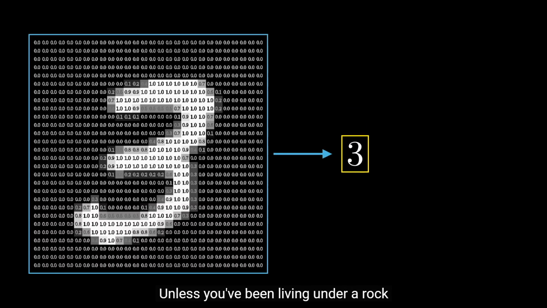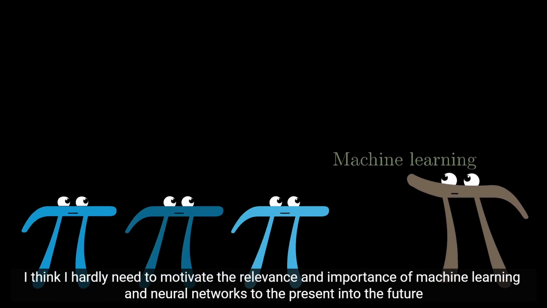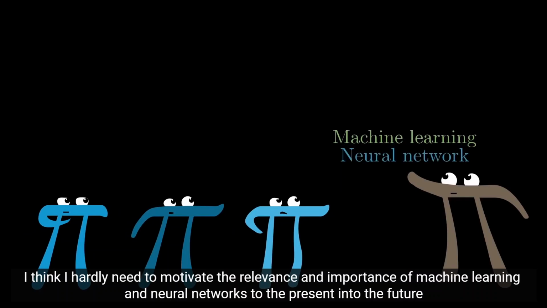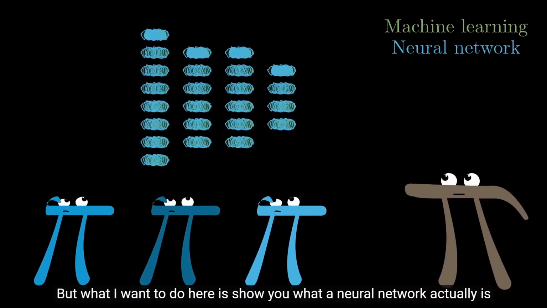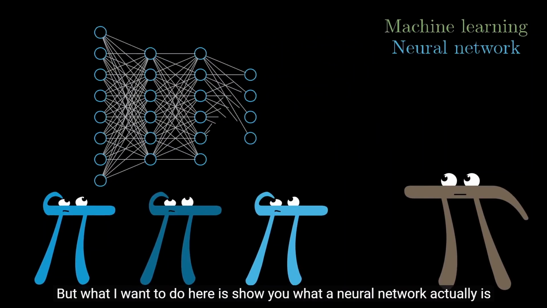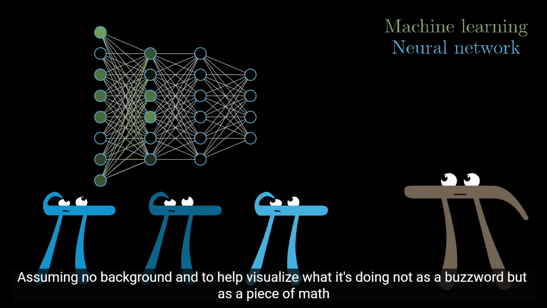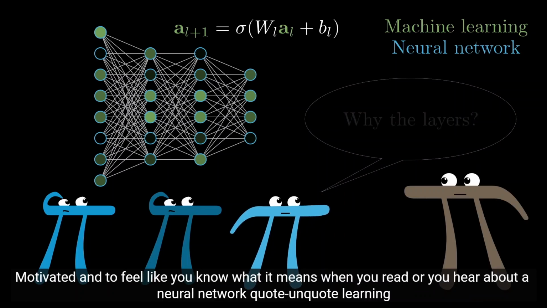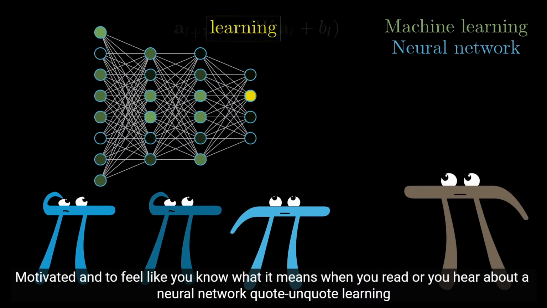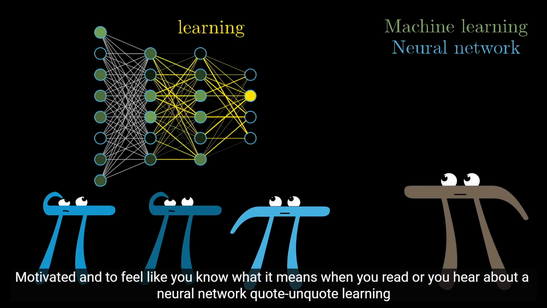Unless you've been living under a rock, I think I hardly need to motivate the relevance and importance of machine learning and neural networks to the present and to the future. But what I want to do here is show you what a neural network actually is, assuming no background, and to help visualize what it's doing. Not as a buzzword, but as a piece of math. My hope is just that you come away feeling like the structure itself is motivated, and to feel like you know what it means when you read or you hear about a neural network quote-unquote learning.